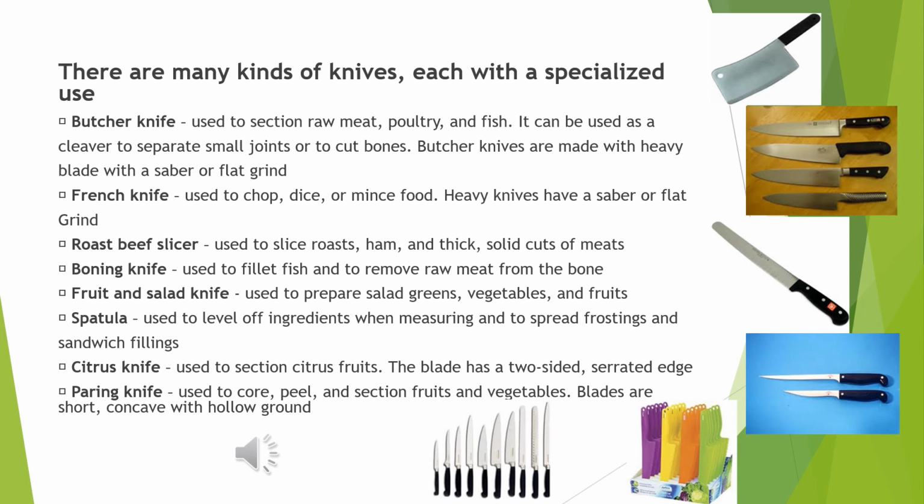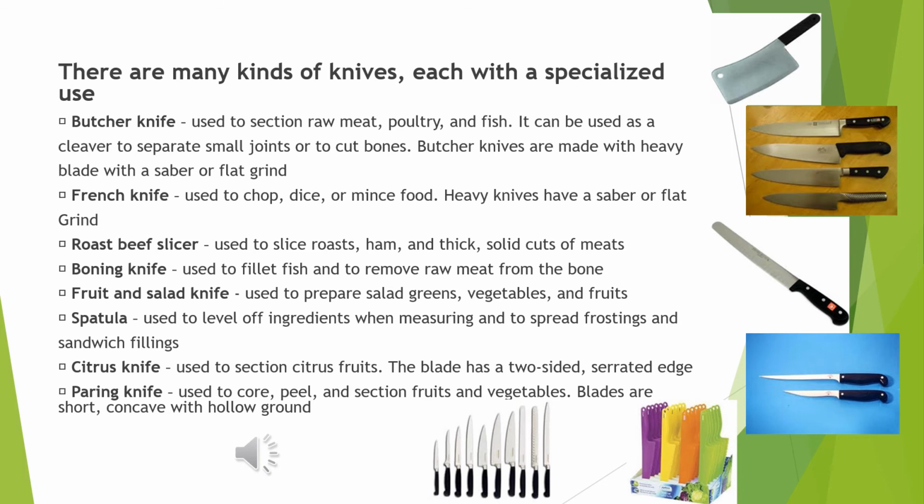Now let's go to the many kinds of knives, each with a specialized use. Okay, let's start with the butcher knife. Butcher knives are used to section raw meat, poultry, and fish. It can be used as a cleaver to separate small joints or to cut bones. Butcher knives are made with a heavy blade with a saber or flat grind.